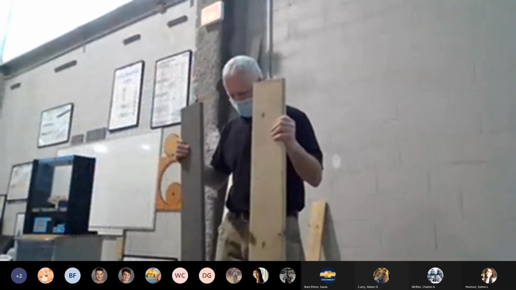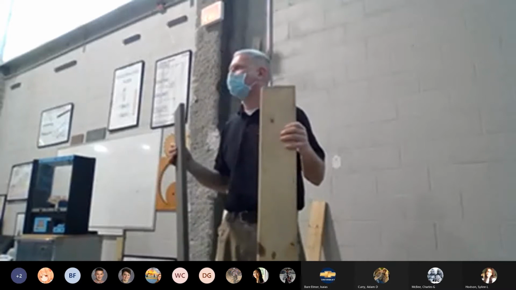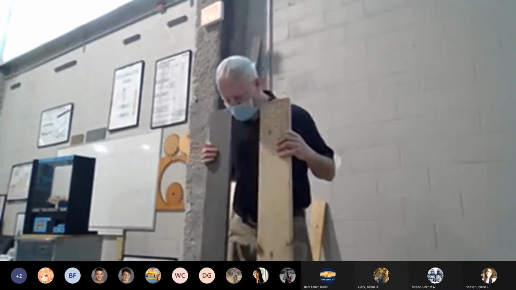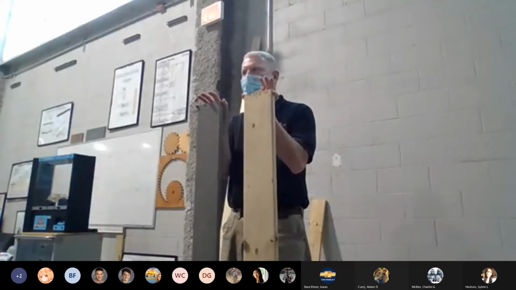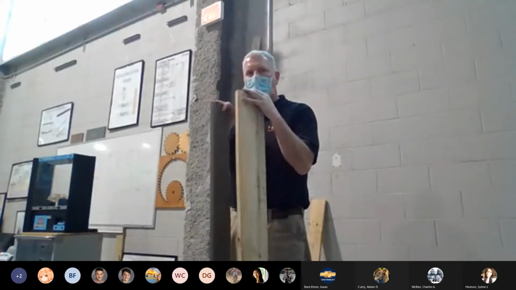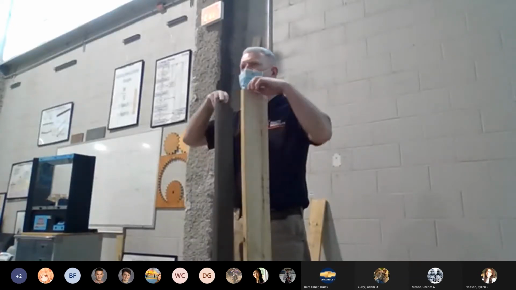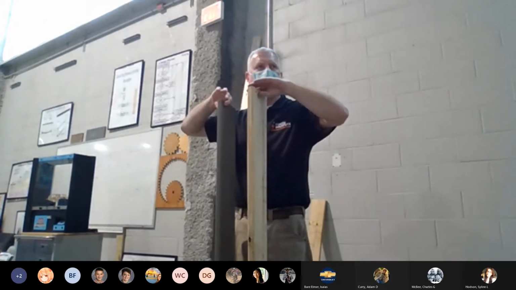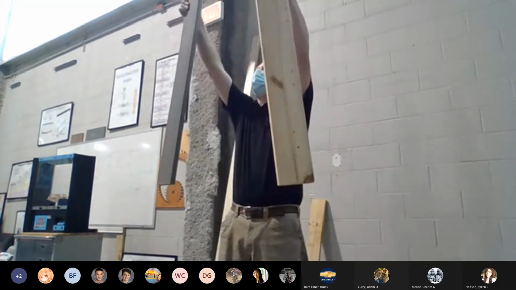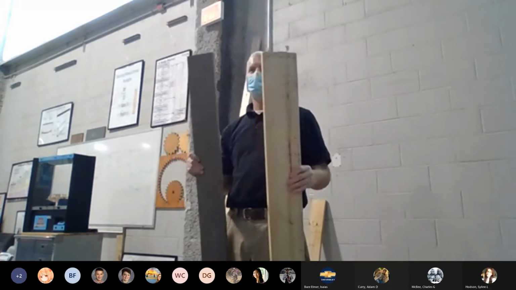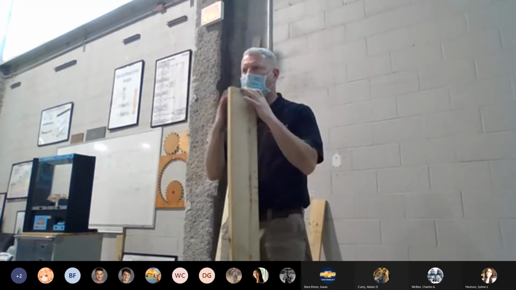I have two pieces of building material here. They look pretty similar, right? Same width. This is 5.5 inches wide. Same thickness, 3/4 of an inch. Same length, 59.5 inches long. 59 3/8, somewhere around in there.